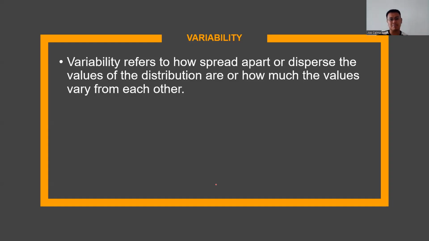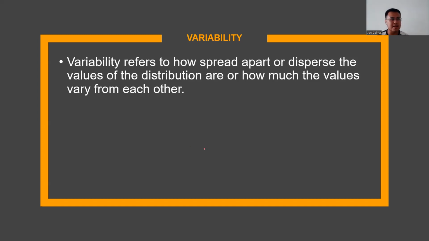And variability ay mini-measure niya kung gaano ka-spread apart, ka-disperse yung mga values from each other. Okay? So, si central tendency, isang number lang siya na nagdi-describe sa whole set of data representing the center. Right? Si variability, isang number lang din siya na nagdi-describe kung gaano lalayo or kalapit or ka-disperse yung mga data sa bawat isa.